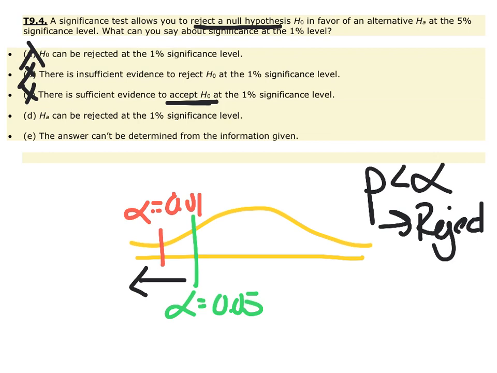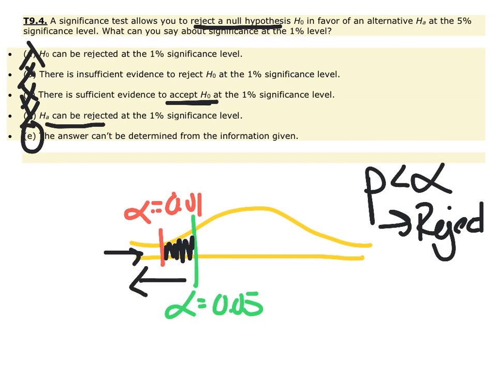Letter D, H sub A can be rejected at the 1% significance level. Again, this is just poorly said. You never reject H sub A. You reject H sub O and conclude H sub A. So this is not accurately done. It can't be that because of that reason. Therefore, by default, the answer cannot be determined, which hopefully makes sense because, as I said before, we don't know if the probability is going to fall in this range or if it falls in this extra little bit of tail.